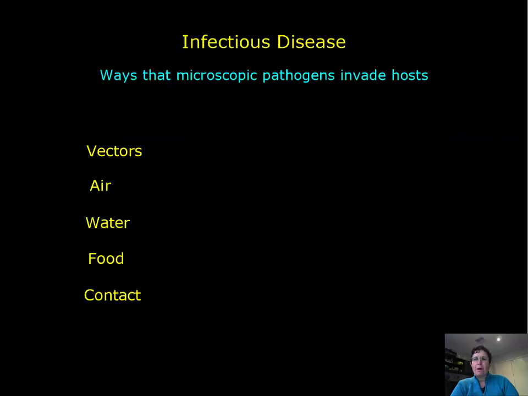There are a range of ways that microscopic pathogens invade hosts. Some of those ways are through vectors, which are biotic carriers of pathogens, for example, mosquitoes. Others can be airborne, and that's when droplets contain pathogens and you take them in via your respiratory system. There can be pathogens in water, and typically these are the sorts like Giardia that have the capacity to evade your digestive system and end up burrowing into the internal region of your body.